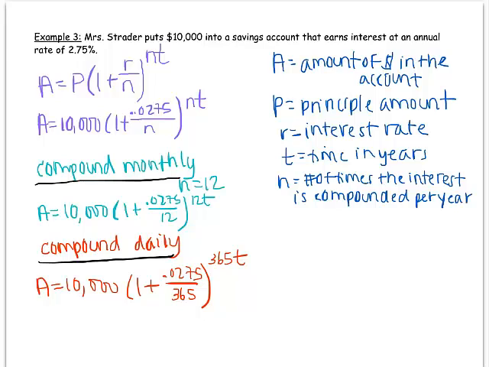Which one of these two gives you more money, and what do you think the reasoning is behind that?